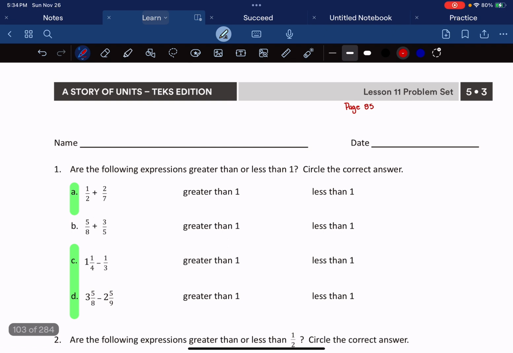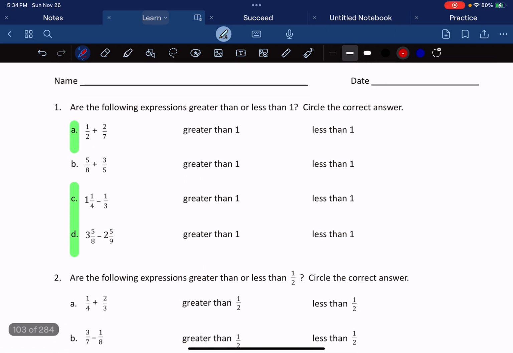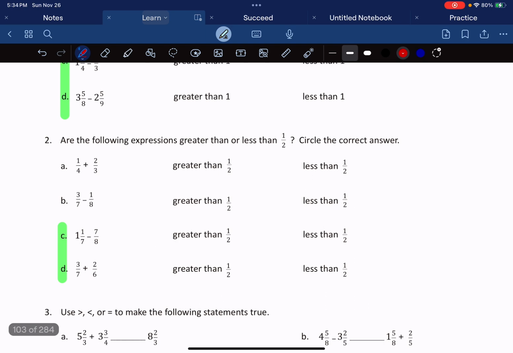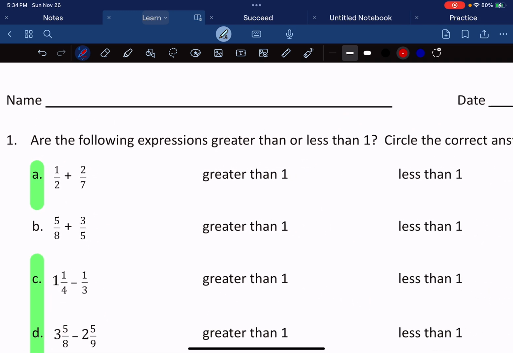Alright, so this is Lesson 11 problem set, page 85. We are adding and subtracting with fractions, with mixed numbers, and we are also needing to figure out if something is greater than or less than 1, as well as greater than or less than a half. So, let's look at 1A. We do need to find our common denominators.